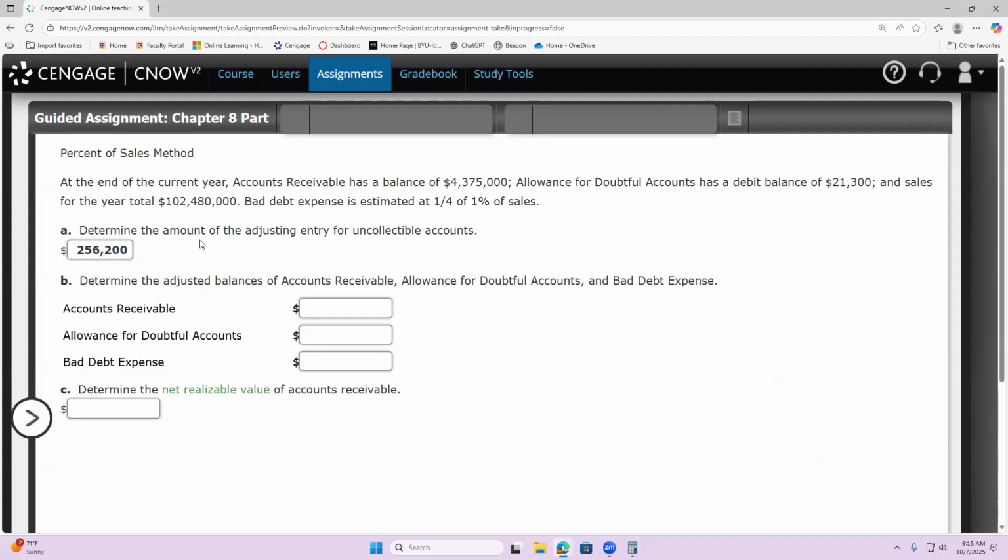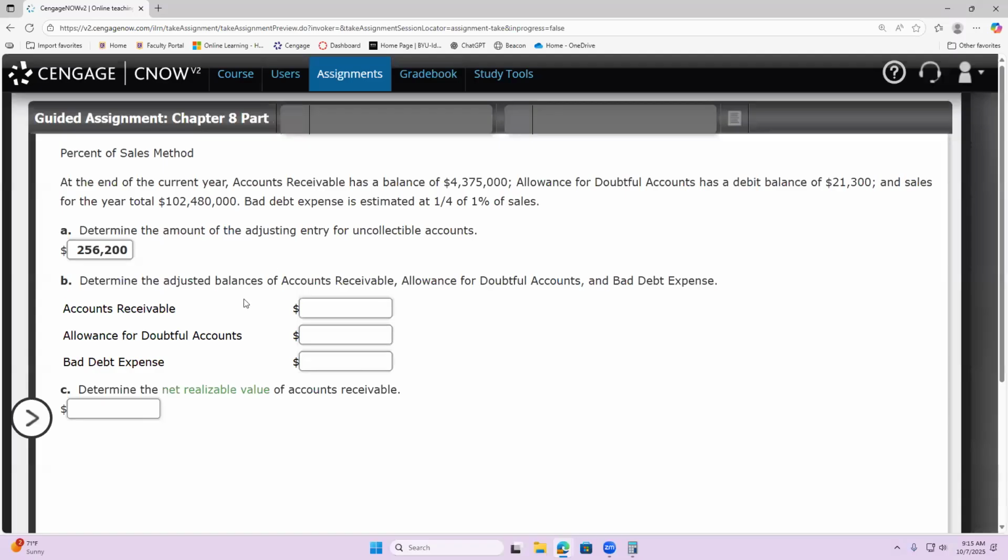So what we're saying is, if we did $102 million in sales and we believe we're not going to be able to collect 0.25%, this is the amount we believe we're not going to be able to collect. We would do a journal entry that would look like a debit to bad debt expense and a credit to the allowance for doubtful accounts. That's what that would look like at the end of the year. That would be our adjusting entry.